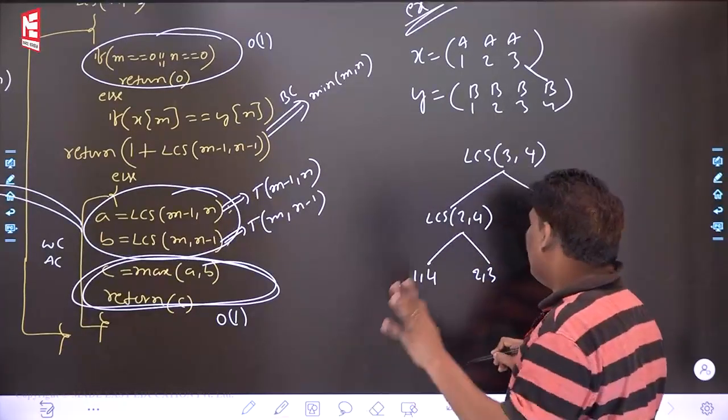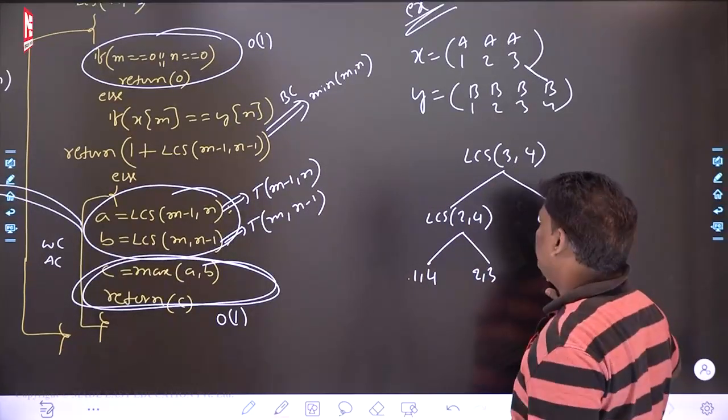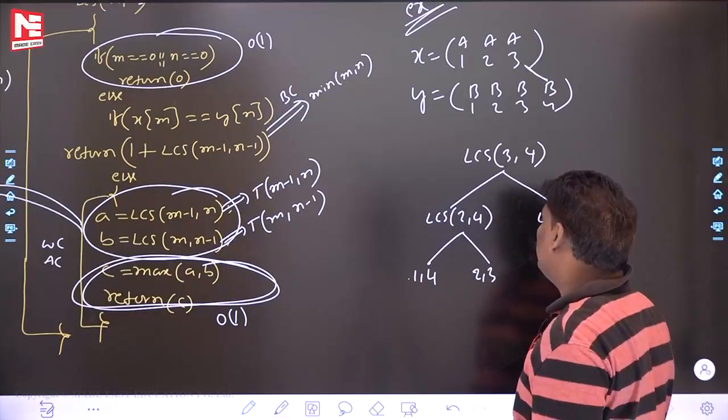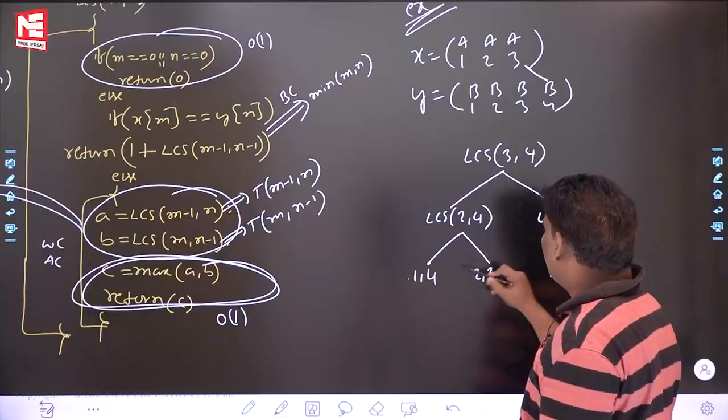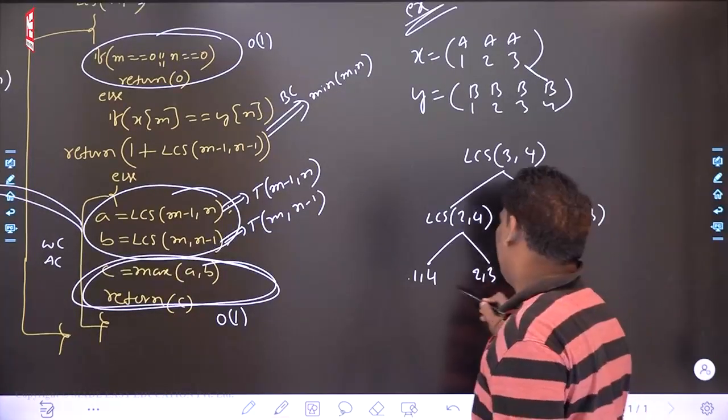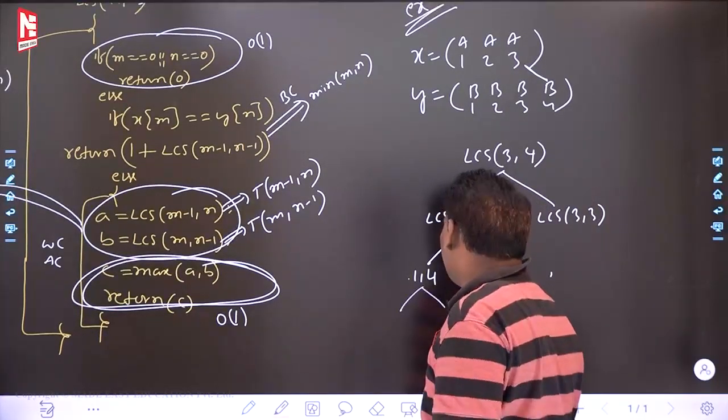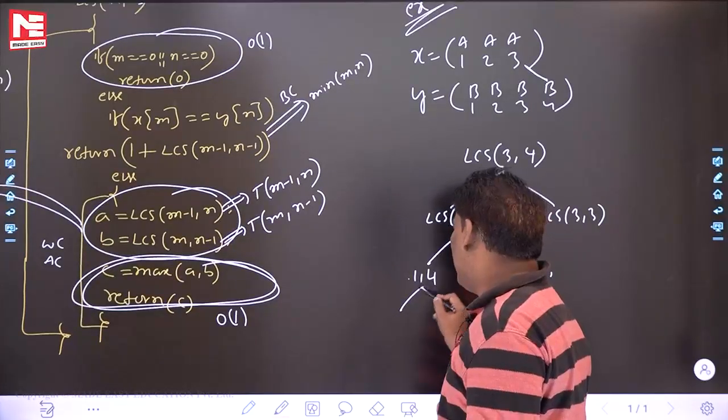Always concentrate on the leftmost path and the rightmost path, and expand them. Because those will give some guidance to us. You don't need to worry about anything else. Leftmost path, rightmost path, please expand. So let me try this one. What is the 1, 4? LCS of 1, 4. What is the answer?